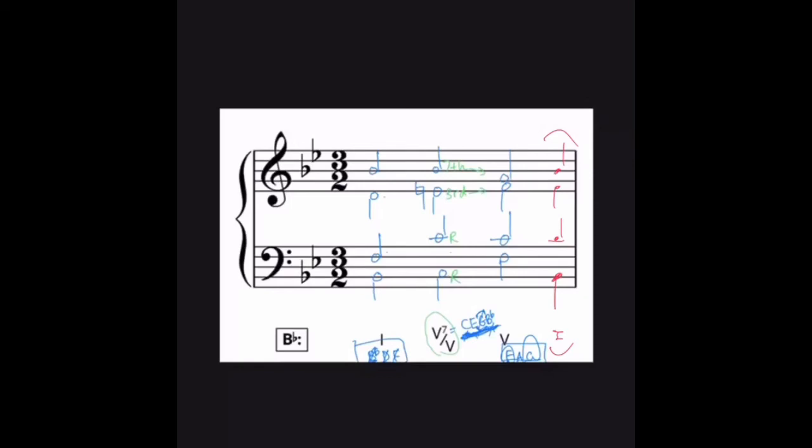So without the V7 of V, it's just a I, V, I. And now by adding that V7 of V, it intensifies that motion.